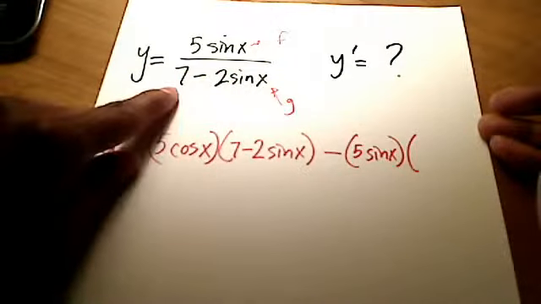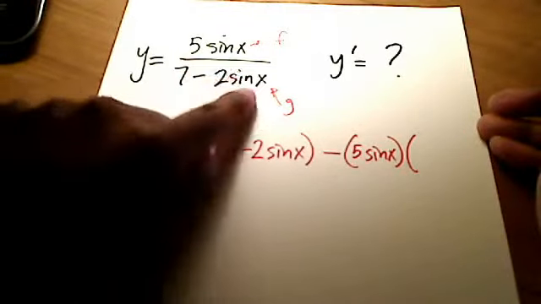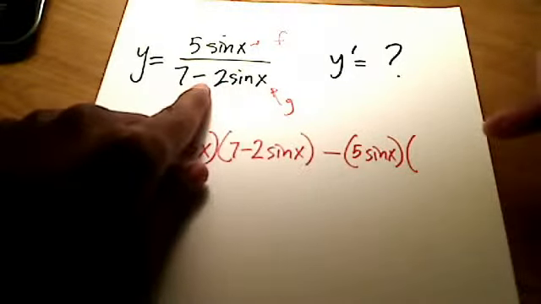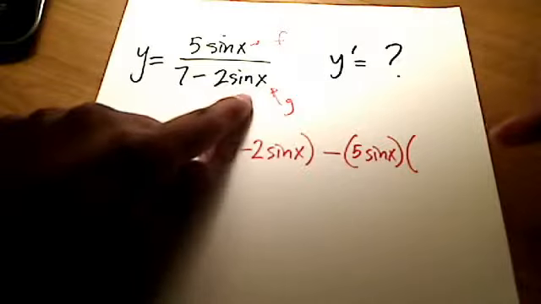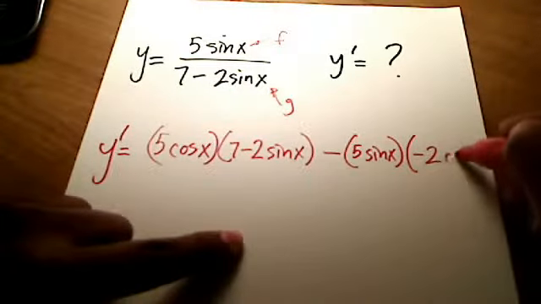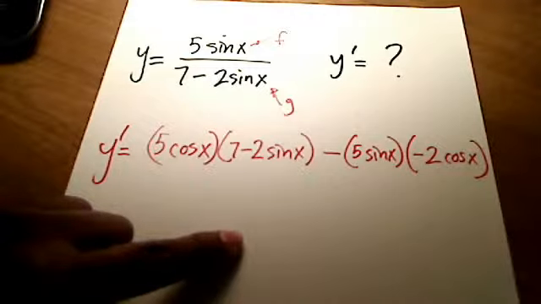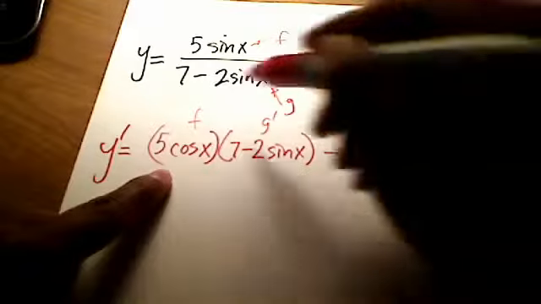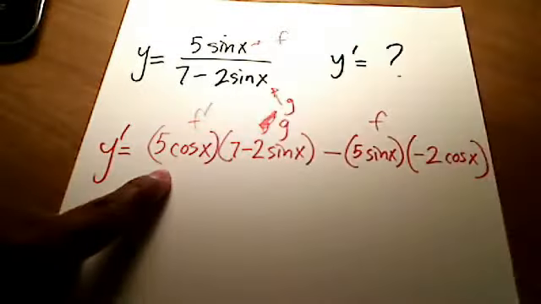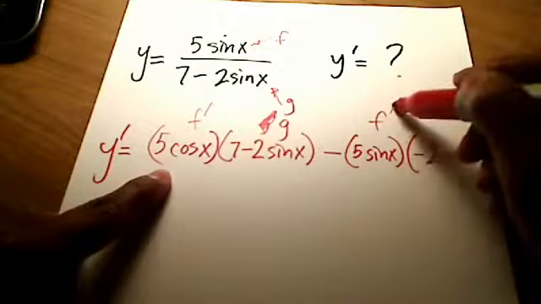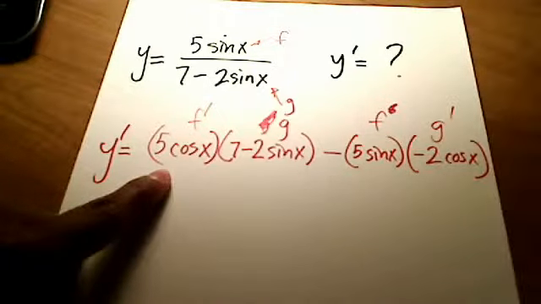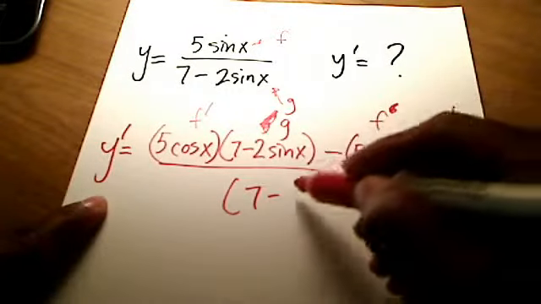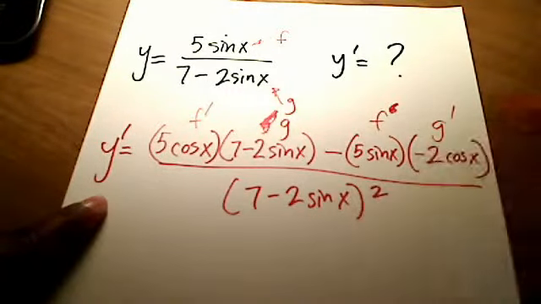Well, the derivative of 7 is just 0. That's a constant. And the derivative of negative 2 sine x is negative 2 cosine x. So I've got negative 2 cosine x. There we go. So that was my f right there, that was my g prime, this was my f prime, this was my g. That looks better. This was my f prime, or f rather, and there's my g prime. All over g squared, which is just my quantity 7 minus 2 sine x squared.